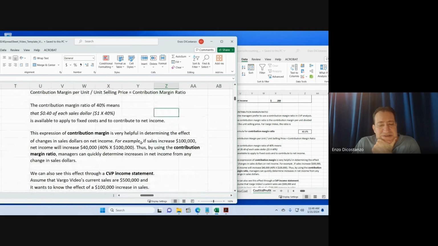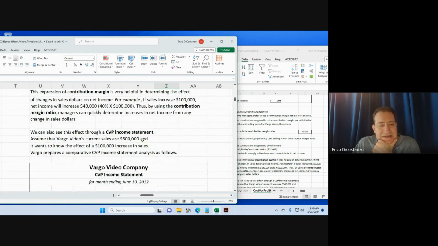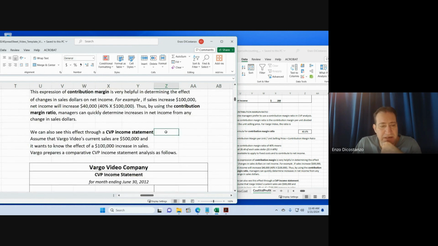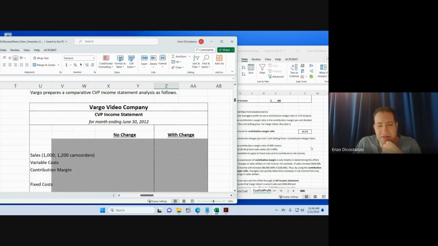So 100,000. Yeah, we looked at that, and it says current sales are 500,000. Were they 500,000? Yeah, they were 500,000. And what's the effect of a 100,000 increase in sales? So let's look at that.